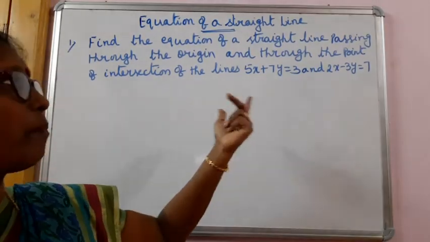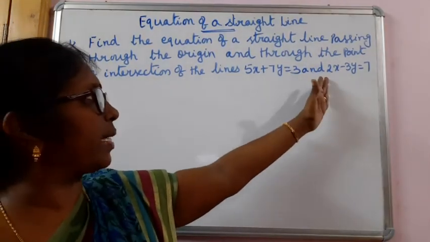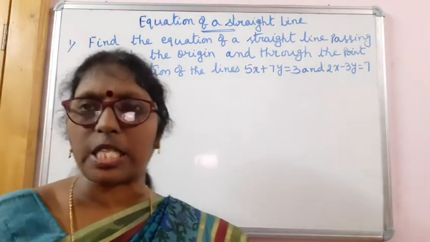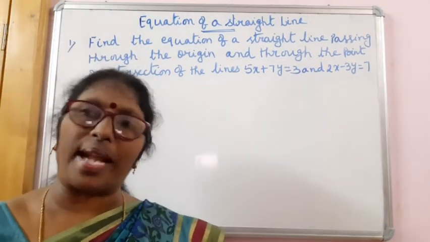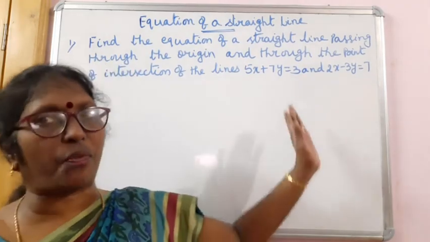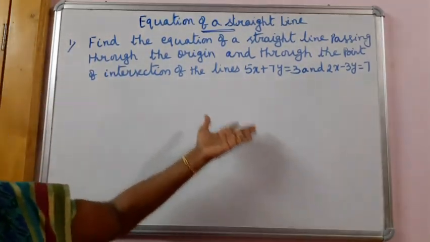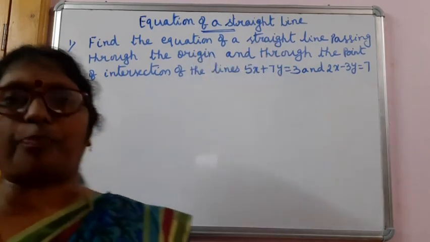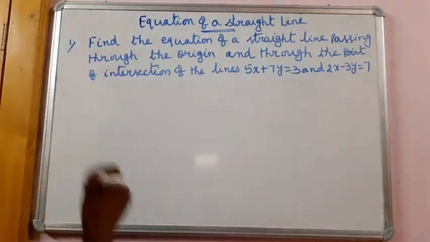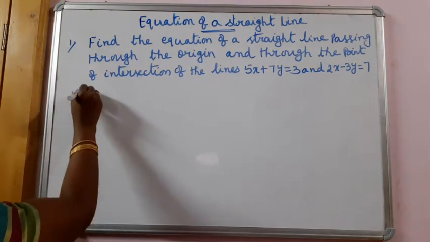So, very simple. Let us find the coordinates of the point of intersection of these two lines. By solving these two equations, we can find the coordinates of the point of intersection of these two lines. After getting that, the equation of the line passing through origin and that point, simple only. Let me solve this for you.